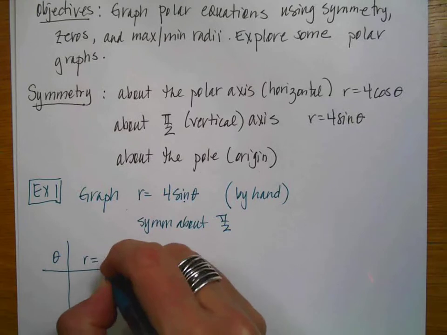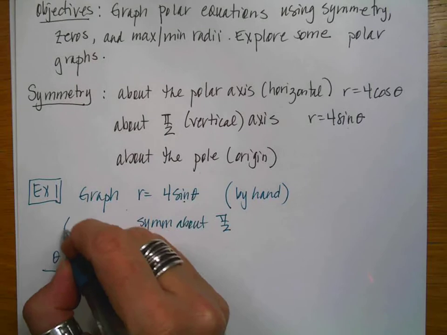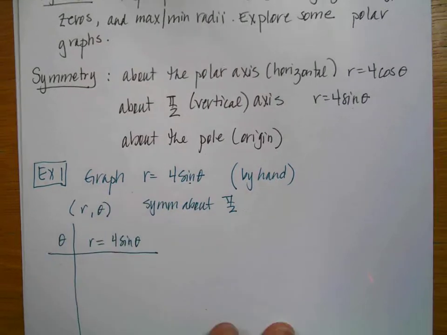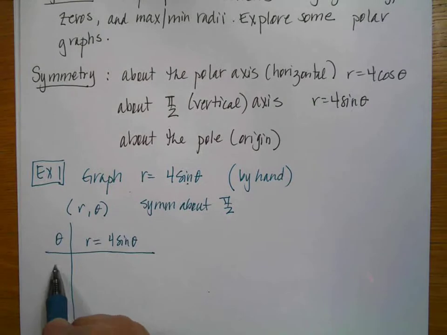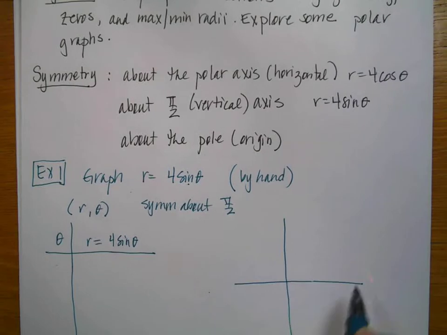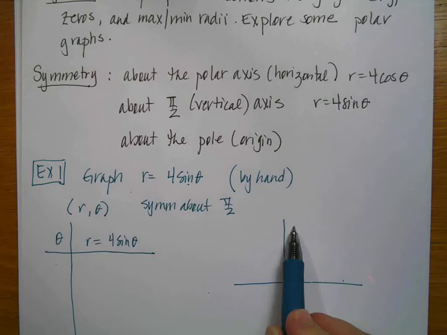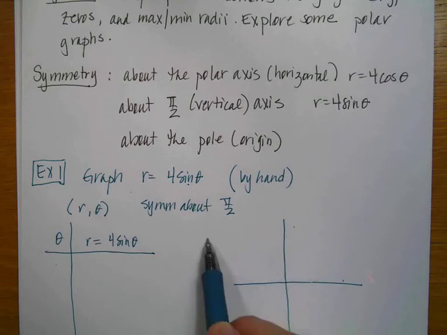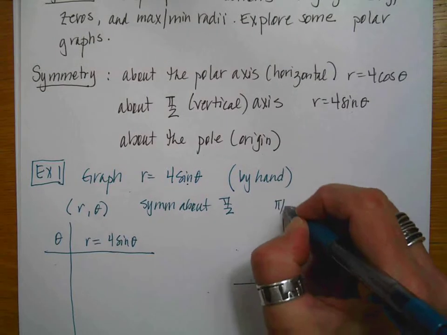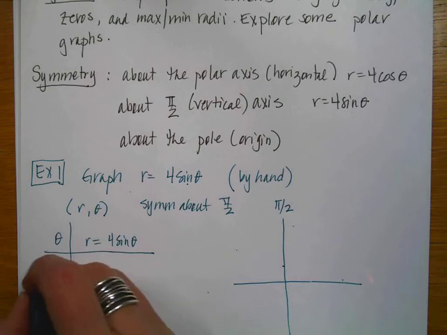And I'm going to write r is equal to 4 sine theta, because remember our ordered pairs are going to be radius comma theta. So we're going to find our thetas first. Since my graph is going to be symmetric about the vertical axis, I'm going to choose values in the first quadrant because then those will reflect symmetry across this vertical axis, pi over 2. So I'm going to do the math first and then we'll plot points.